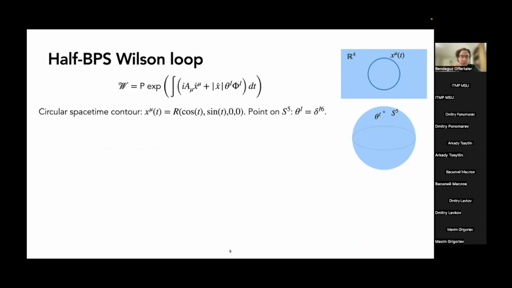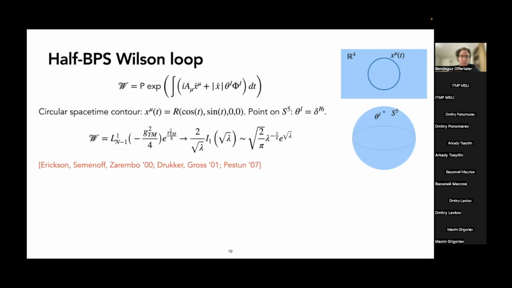The most famous example is the half BPS Wilson loop, where the space-time contour is just a circle, and the contour on S^5 is just a point. This object preserves half of the supersymmetry. And its computation on both sides of the correspondence was one of the early checks of the AdS-CFT correspondence.